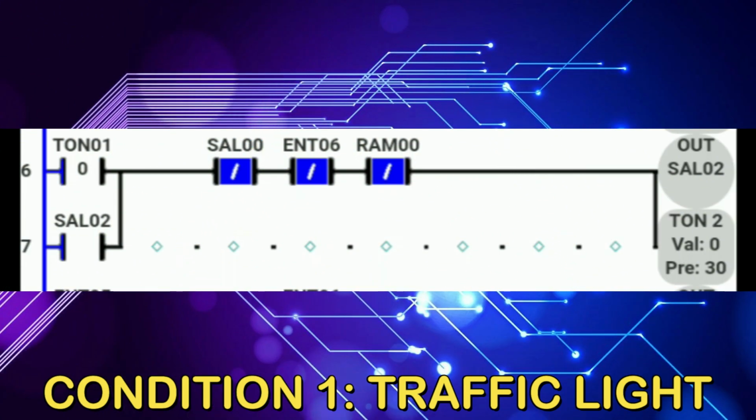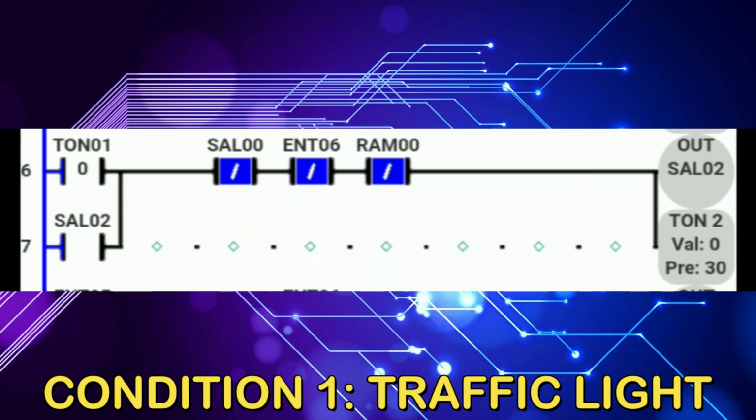Next, in the third rung, the T01 instruction is used to read the SAL01 output, which is a normally closed ENT06 and normally closed RAM00. This is to ensure that the RAM01 output is reset and that the yellow light signal is turned off before the next signal is activated.